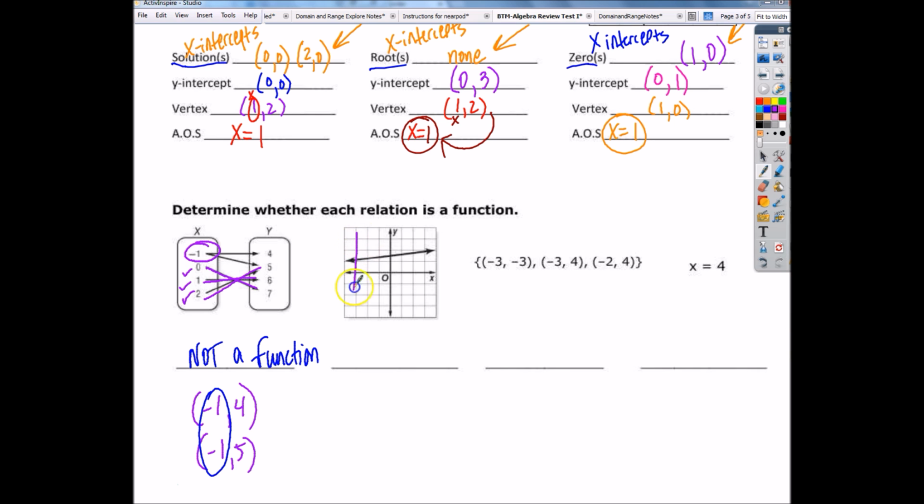Just do the vertical line test. Waka, waka, waka. It only touches once each time, folks, so guess what? That's good news. It is a function.